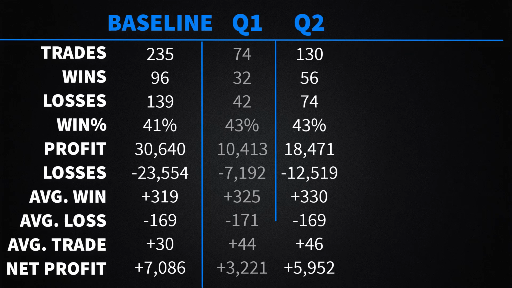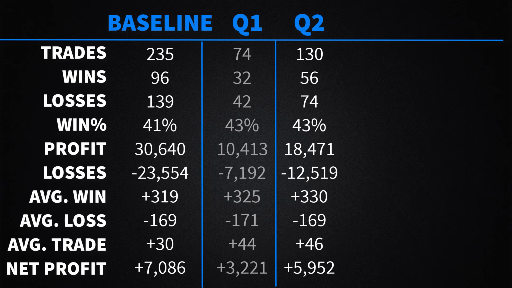So I went on to test number two. I was going to test all three anyway, but I went on to test number two. So, okay, maybe that'll make a difference. Qualifier number two didn't cut out as many trades, right? 235 for the baseline, 74 for qualifier number one, back up to 130 for qualifier number two. Okay, that's good. We keep a lot more wins. In comparison to qualifier number one, you can see we have 56 wins versus 32 wins. So a lot of those wins came back. However, what also came back? A lot of those losses. And the win percentage was exactly the same.